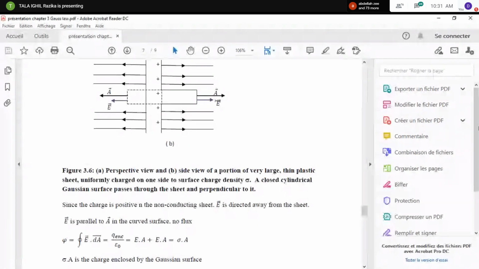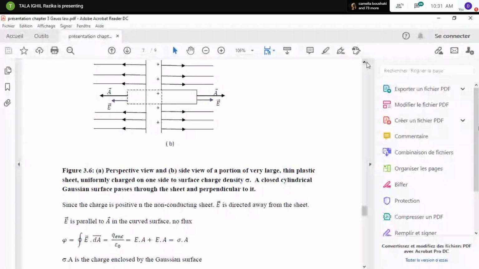Okay, miss? So for this case, when you have a sheet, because the sheet is infinite and you cannot close it, you must take a closed surface, a cylinder. And why the cylinder? Because sometimes it is perpendicular and sometimes it is parallel. So you have the symmetry.